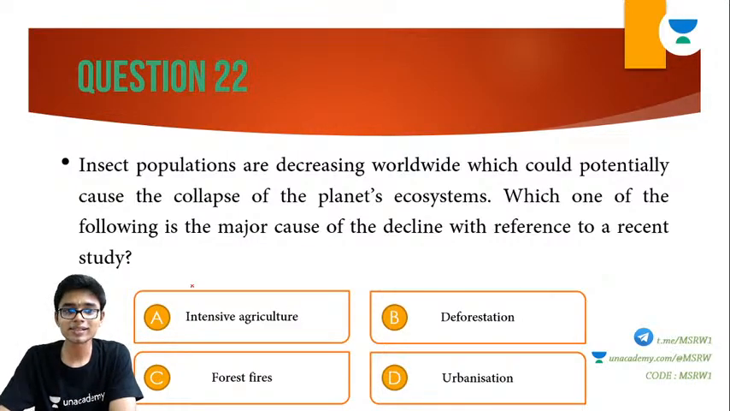22nd: Insect populations are decreasing worldwide, which could potentially cause the collapse of the planet's ecosystem. Which one of the following is the major cause of the decline with reference to a recent study? Select the correct answer. Option A, intensive agriculture. Option B, deforestation. Option C, forest fires. Option D, urbanization.